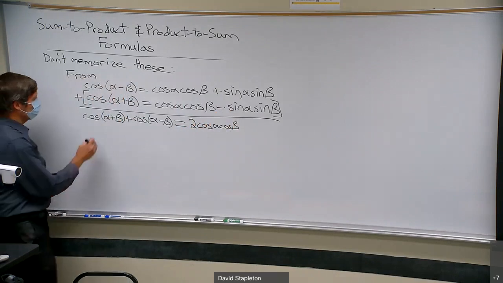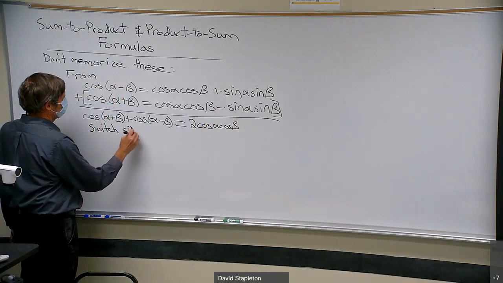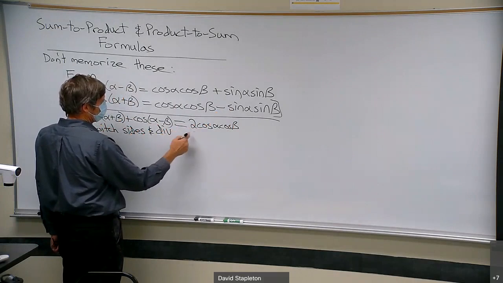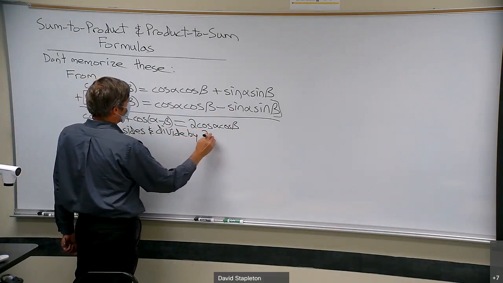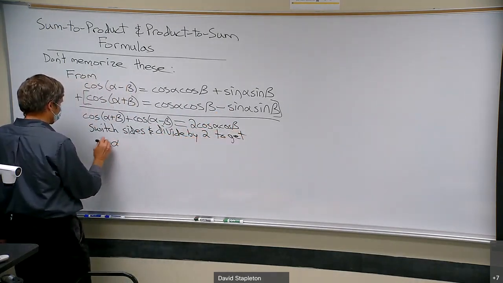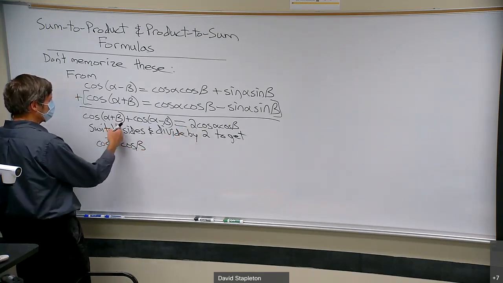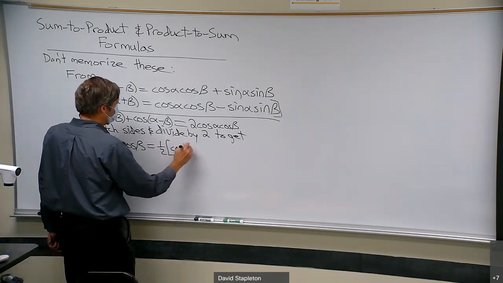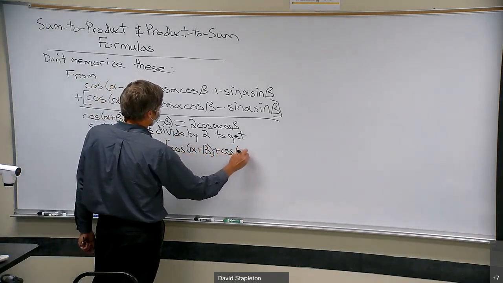Now take this and switch sides and divide by 2. So this on the right comes over on the left and is divided by 2. And what you get is just cosine alpha cosine beta. Take this one over here and divide it by 2, and you've got 1/2 cosine alpha plus beta plus cosine alpha minus beta.